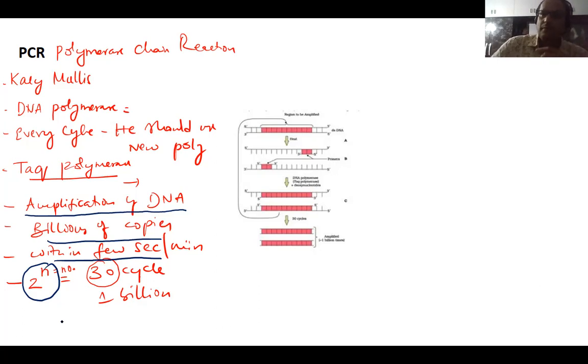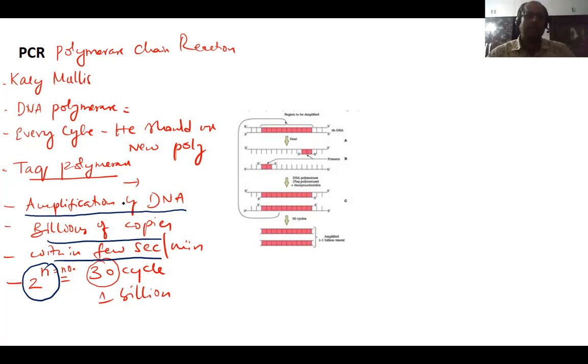But another problem created was that it was giving many errors. It was not producing the fragments or amplification properly. So that was a flop show, in the sense that it was a very, very slow process. That is why Kary Mullis worked it out and introduced an enzyme. The enzyme name is called Taq polymerase. Please make a note of that.